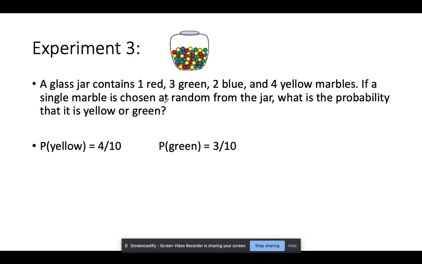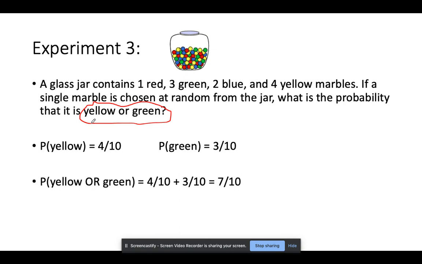And since we're doing, again, the OR problem, the probability of yellow or green, we're going to add those two probabilities together. Again, they're mutually exclusive. You can't be yellow and green at the same time in the marbles that we have. So the key here is that they're mutually exclusive.